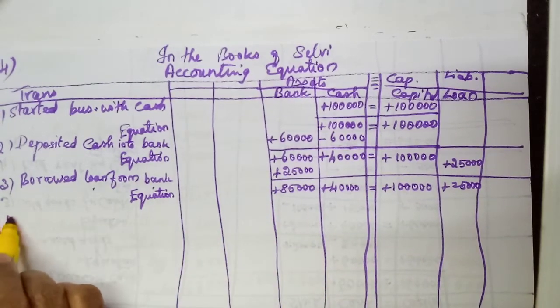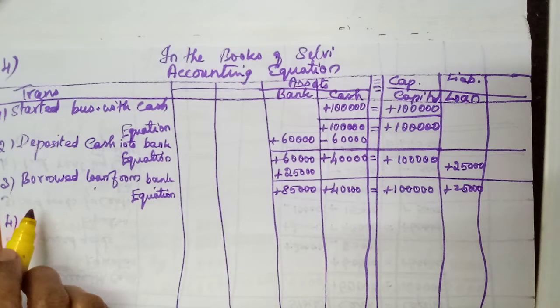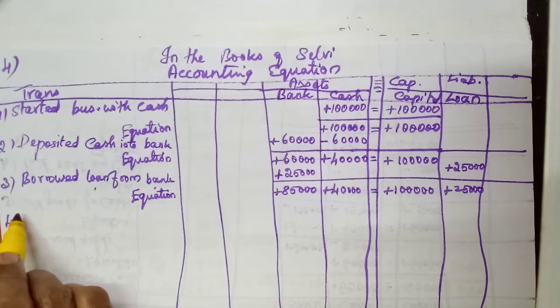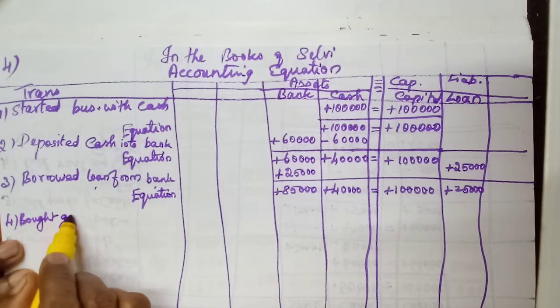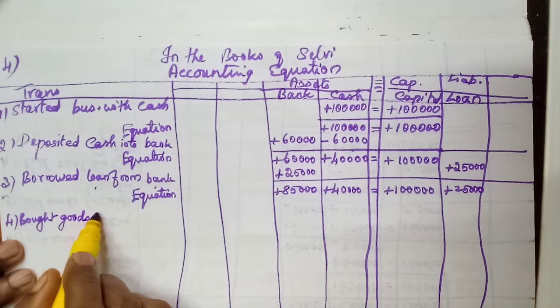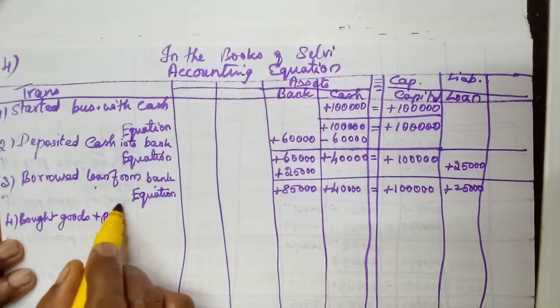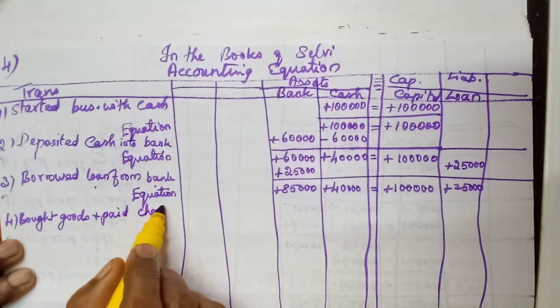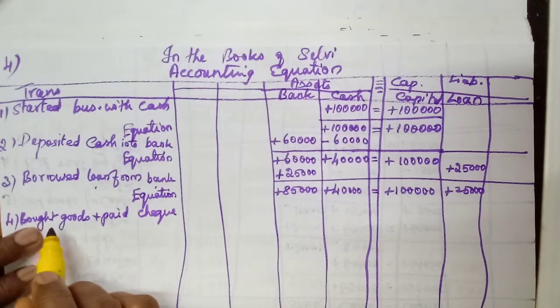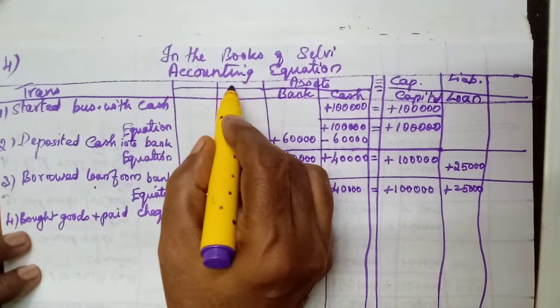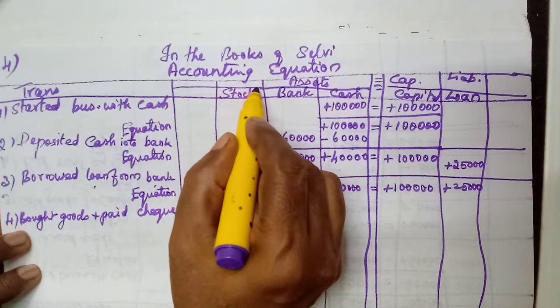Now you write the fourth transaction. Bought goods and paid by check. Bought goods and paid check. In short also you can write. Okay. Here bought goods means what it is. I have told you that is stock. Stock is not available, so we will write.